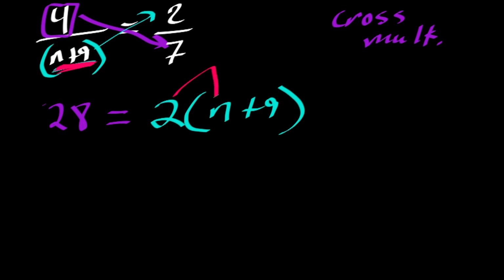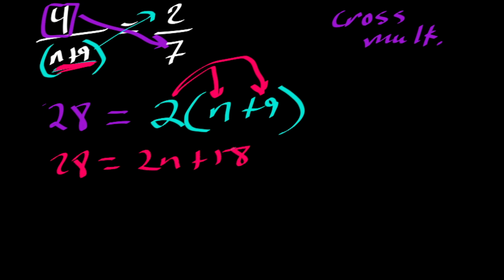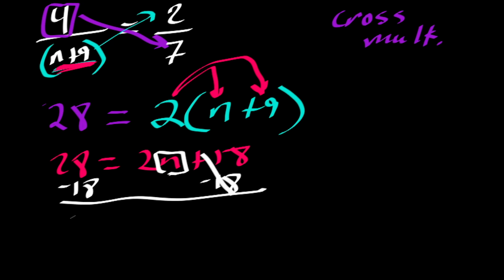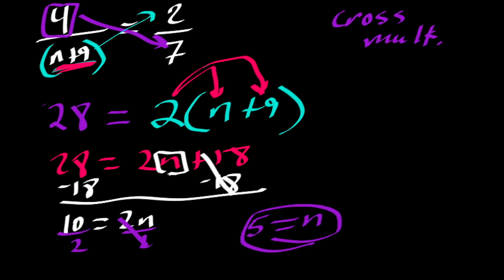So now we'll distribute 2 to n and 2 to 9. So 28 equals 2n plus 18. So we've distributed. Now we're just going to solve this. We're going to isolate n by subtracting 18. 10 equals 2n. And now hopefully we'd be good to divide by 2. So 5 is going to equal n, which means our solution to this problem would be 5.